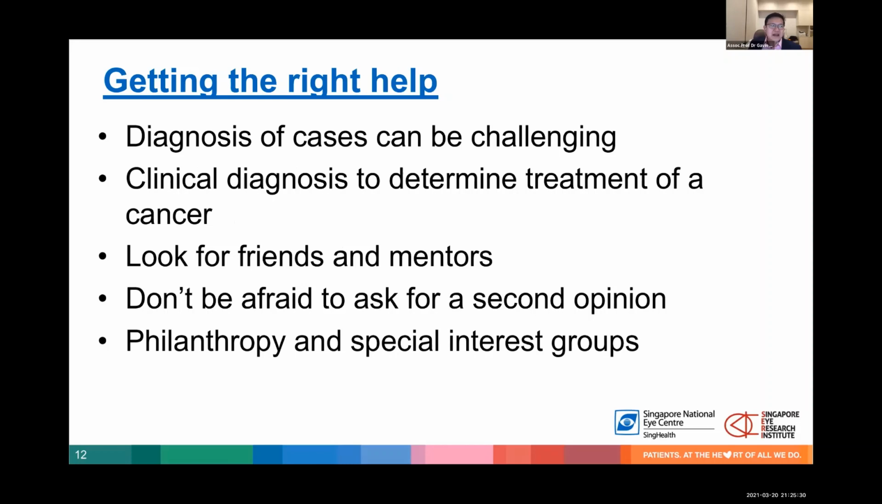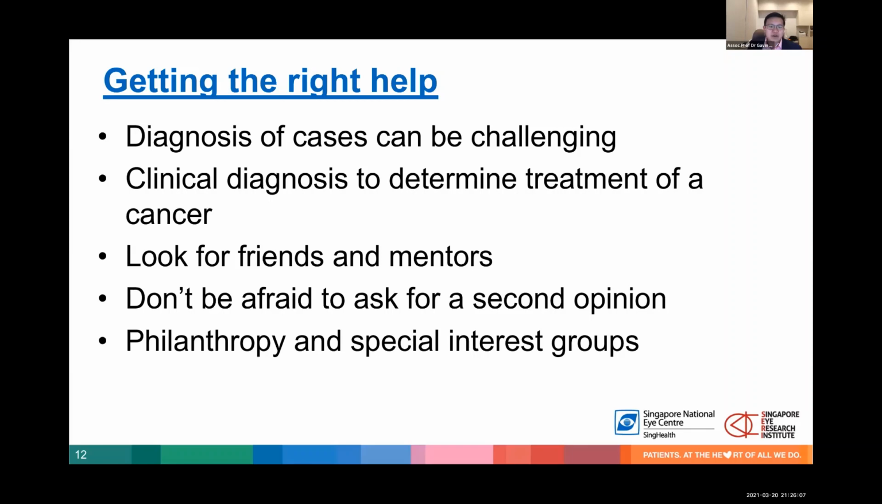It can just be that diagnosis of cases can be challenging. And you really need to try to look for friends and mentors, whether in the region or around the world. Dr. Singh has been very, very instrumental in providing mentorship to a lot of people around the world, including in Singapore. I mean, my previous fellowship advisor, as well as people that you meet overseas. I've met Carol through the Medical Society, and she's been very helpful whenever we needed input on cases as well. So don't be afraid to ask for a second opinion. And again, I think trying to find the right kind of philanthropy or even special interest groups like this can be very, very useful.